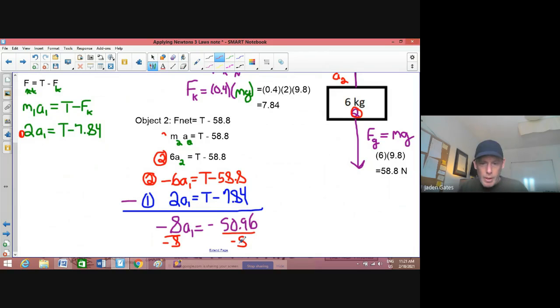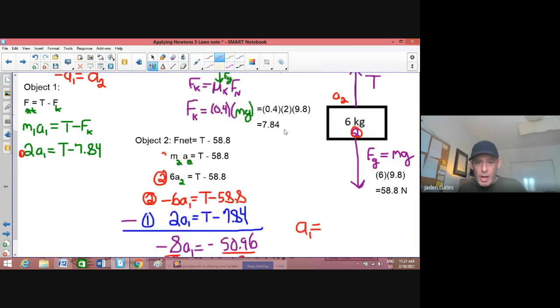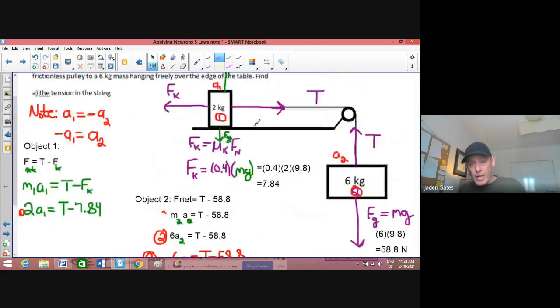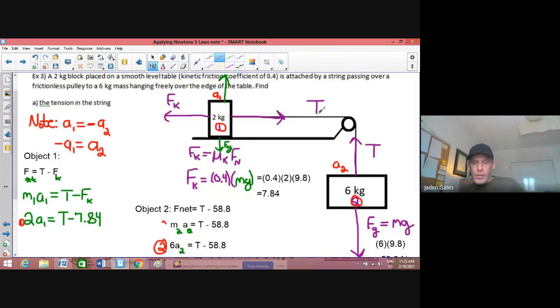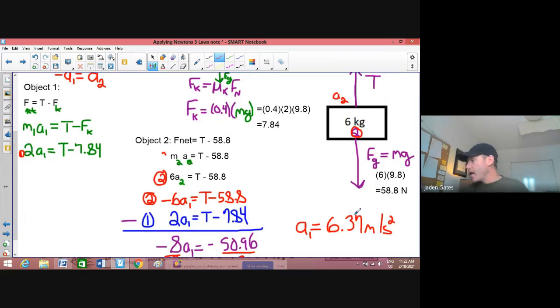All right, and so my A1 acceleration, which means, let's see here, I'm going to have a negative divided by negative. So this thing is going to accelerate to the right because it's positive, which makes sense, right? So I take that negative 50.96, divide it by negative 8, and I get 6.37 meters per second squared. So A1, it's moving to the right. A2 would be positive if it's moving up, but look, it's negative 6.37, right? So that means this object is accelerating down. Makes sense. But that's not what we're trying to find.